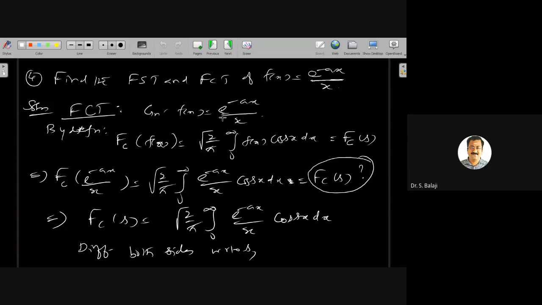Instead of f of x here, e power minus ax by x. So Fc of e power minus ax by x is equal to root of 2 by pi, integral 0 to infinity, e power minus ax by x, cos sx dx.